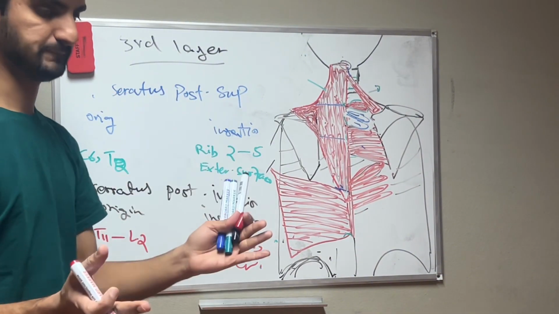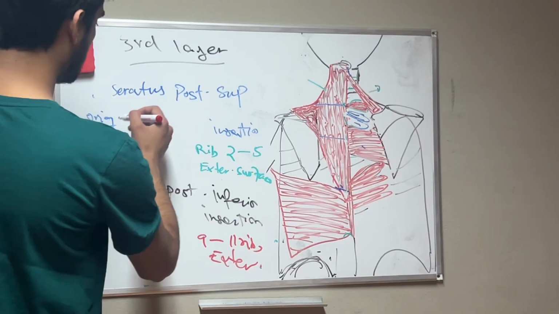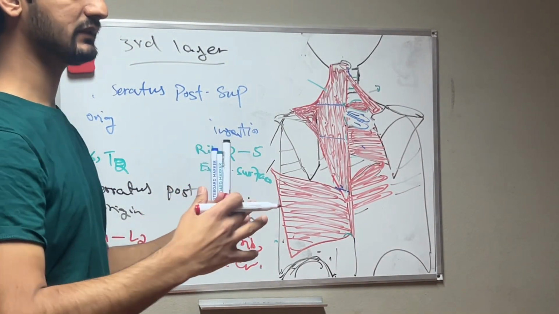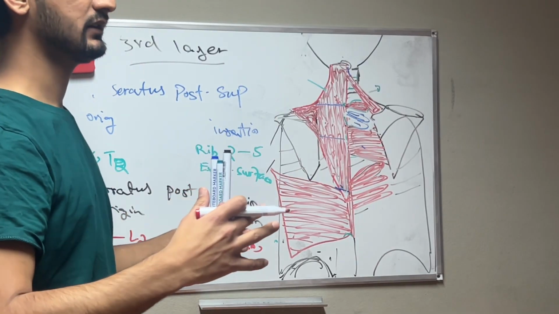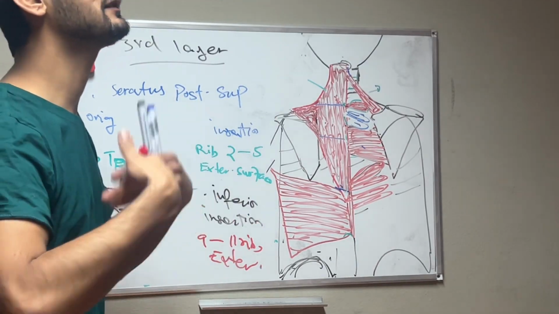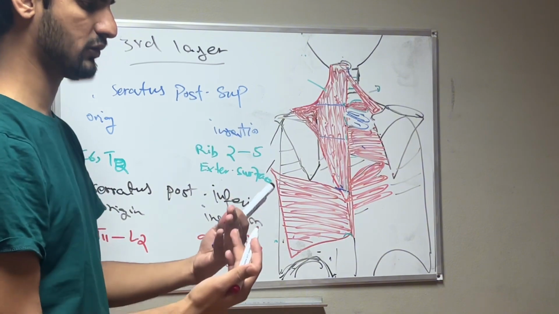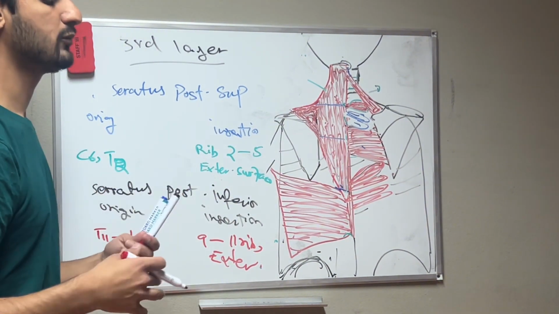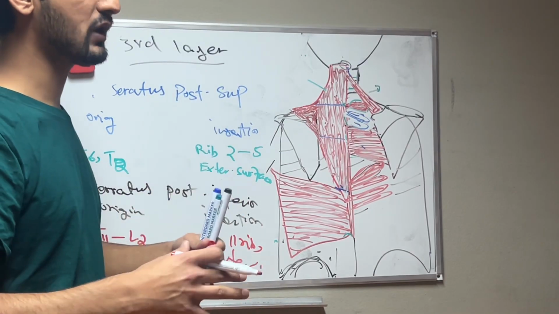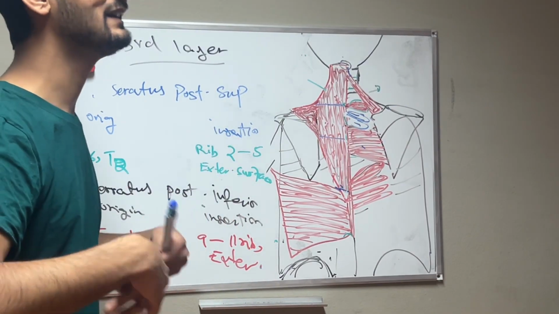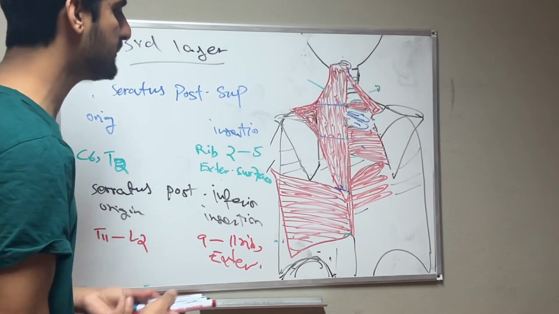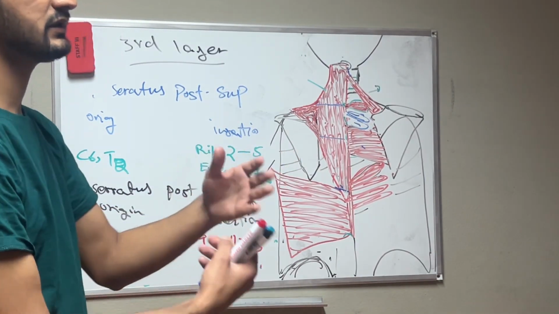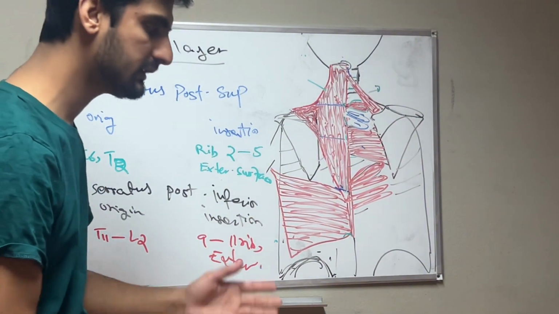Okay, simple function. Serratus posterior superior muscle helps the ribs, the thoracic cage, to elevate. And the serratus posterior inferior helps pull down the thoracic cage, pulls down the ribs, to help in expiration. Okay, these are the very simple functions of the serratus posterior superior and inferior, the third layer of the superficial group of back muscle. Okay, these are what we discussed.